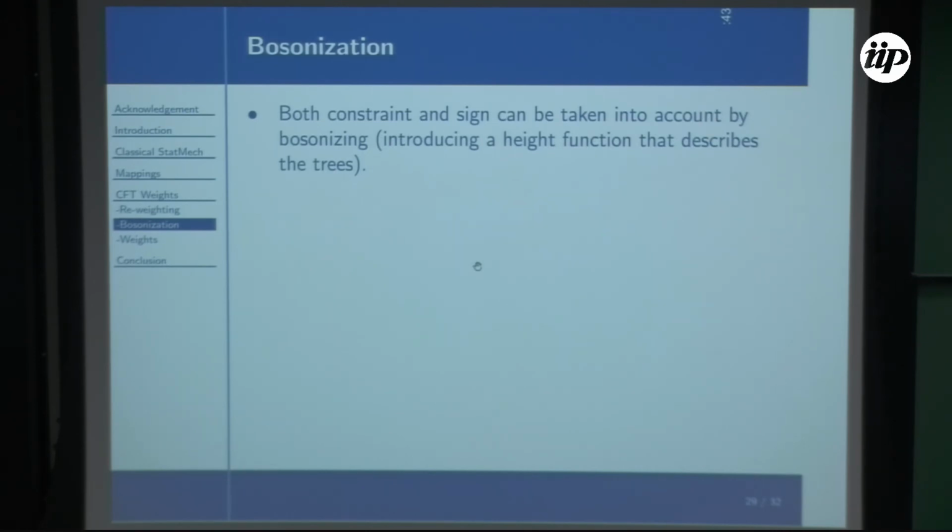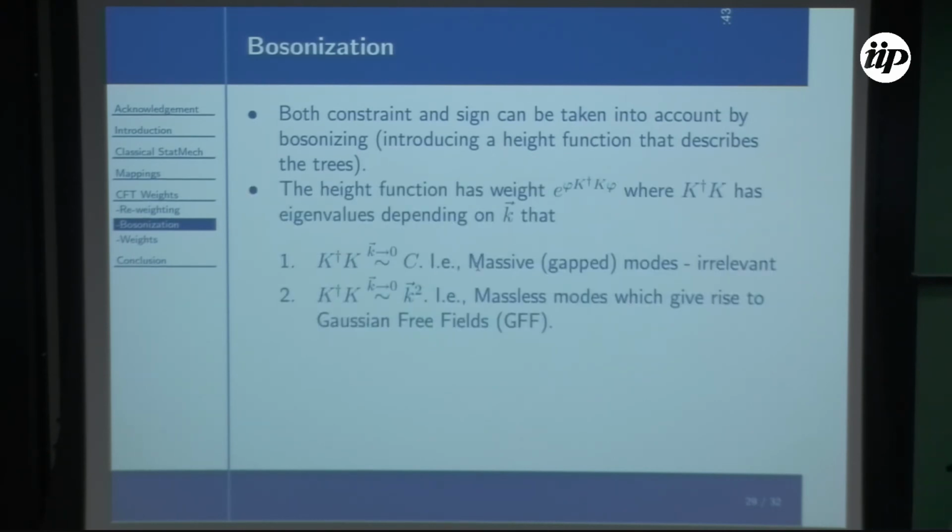Those special features of the constraint and the sign, that make the system basically a quantum system, can be introduced by thinking about a height function. So there's a way to describe this dimer through a height function, a function whose value jumps by pi or something every time we go through a dimer. And thinking about the height function, which is phi, one can equivalently count dimers. And the partition function, or the statistical weight of this height function, is given by phi K dagger K, where K was this Kasteleyn matrix.